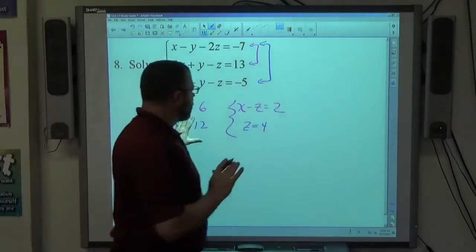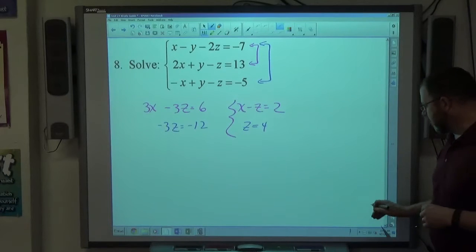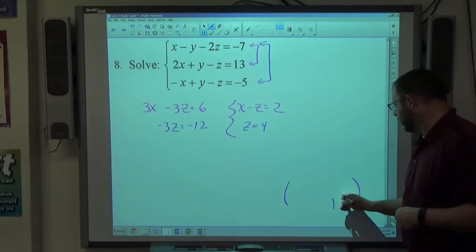Now, what I'm trying to do is figure out the values of x, y, and z. And what I want you to notice here is I've already found out what z equals.